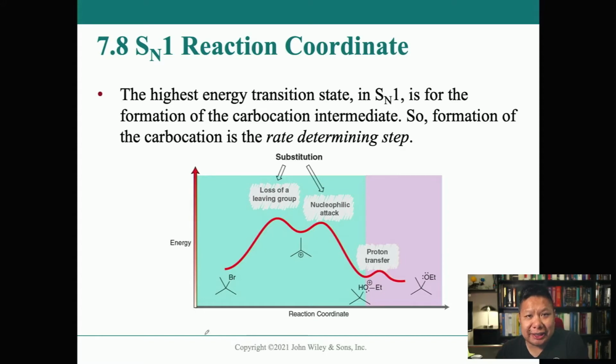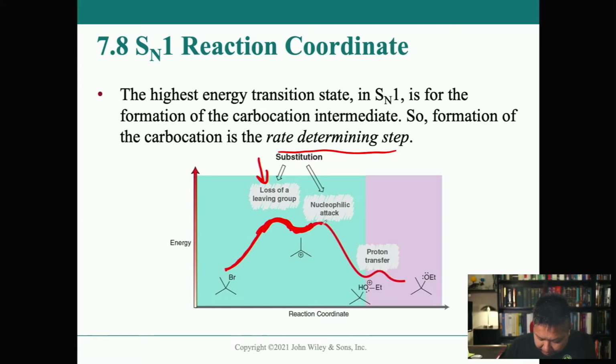The highest energy transition state in the SN1 is for the formation of the carbocation intermediate, which makes sense, right? Here's the bromine breaking off. You lose the bromine as a leaving group, right? And that EA right there, the energy of activation right there, is at its highest when we're trying to reach the carbocation intermediate, right? So know then that the loss of the leaving group here is the rate determining step, right? The loss of the leaving group and the formation of the carbocation is the rate determining step. It determines what our rate K is, right?